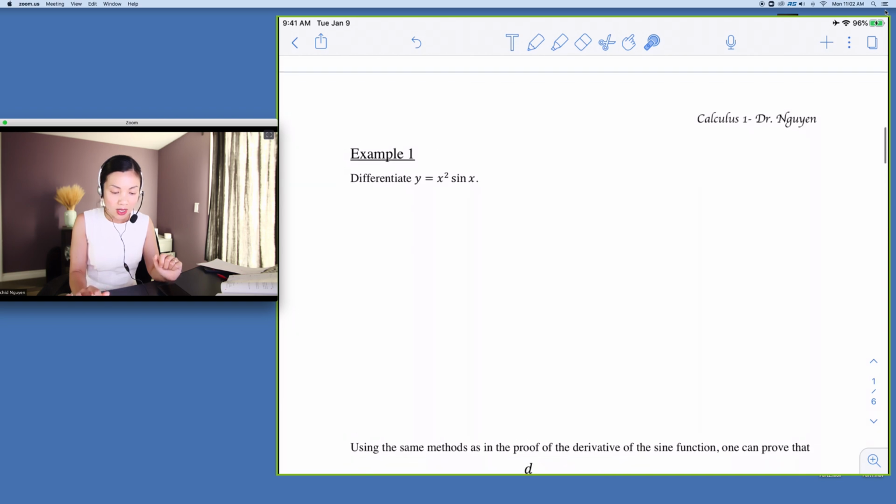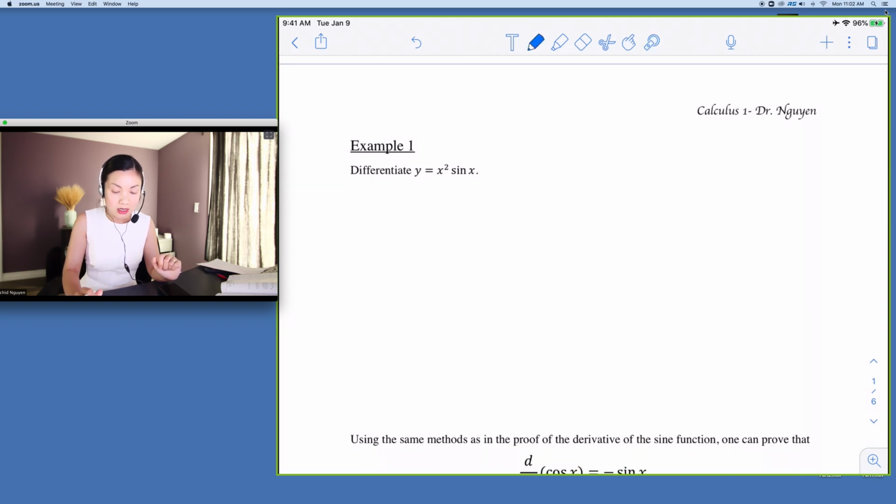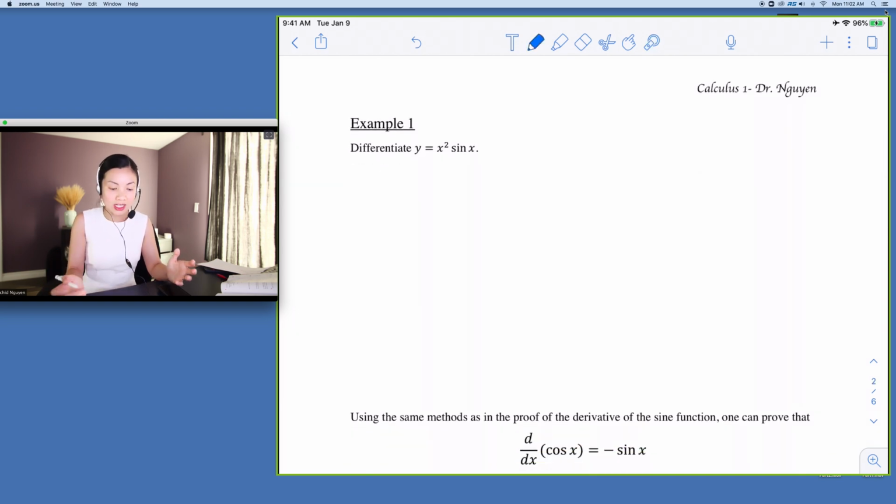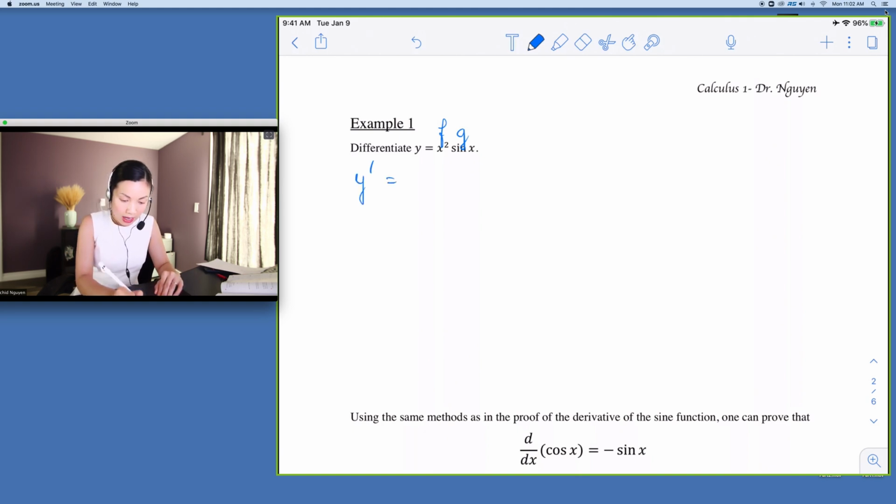Now, let's just go ahead and do number 1 right here. Number 1, hopefully you recognize that this is the product rule. So I'm going to label this f and g right here. So to take y prime, I have f prime times g plus g prime times f.